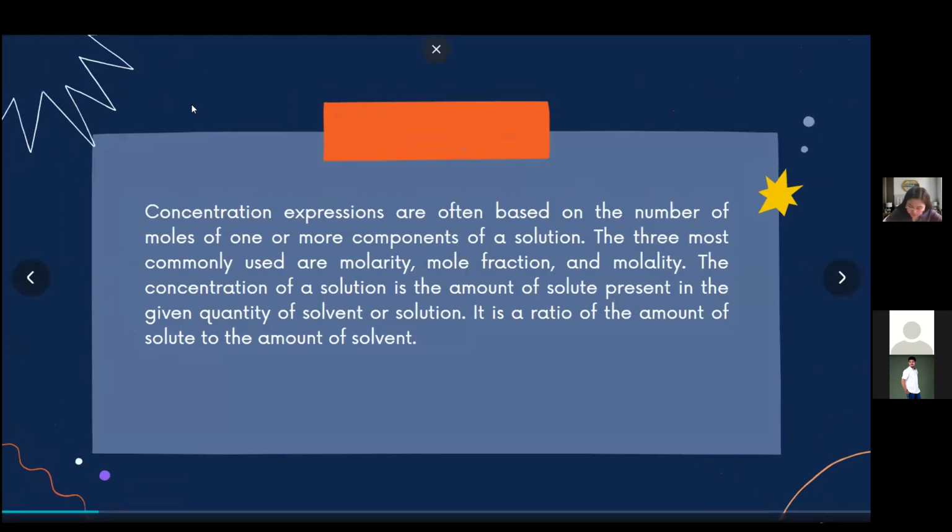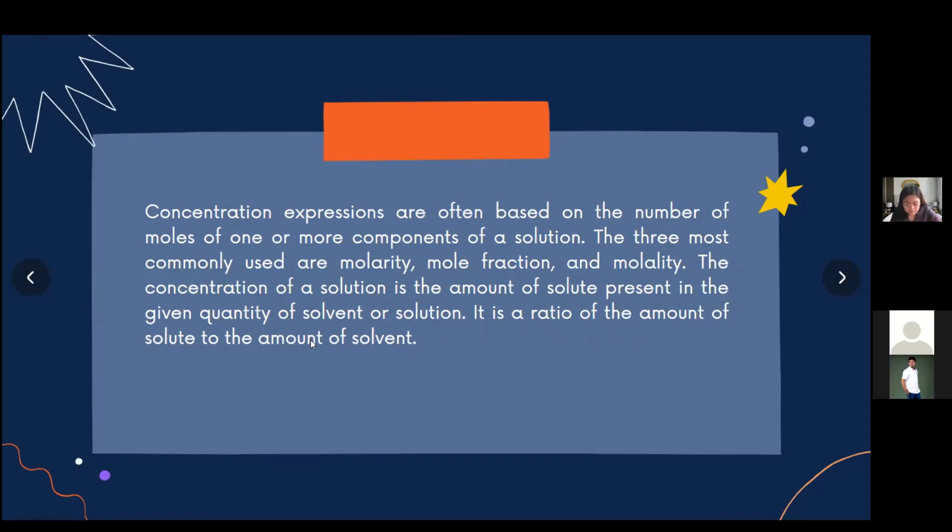Concentration expressions are often based on the number of moles of one or more components of a solution. The three most commonly used are molarity, mole fraction, and molality. Later we will have examples of molarity, mole fraction, and molality. The concentration of a solution is the amount of solute present in the given quantity of solvent or solution. It is a ratio of the amount of solute to the amount of solvent.